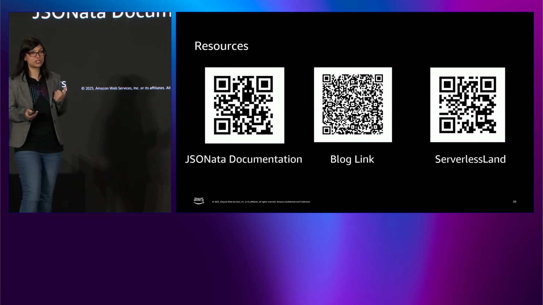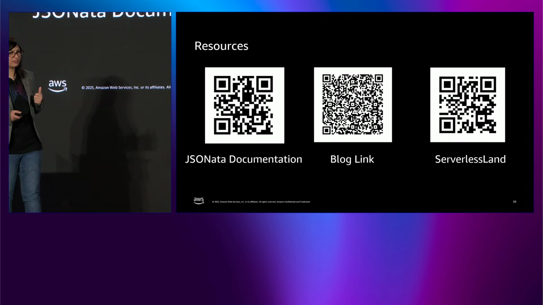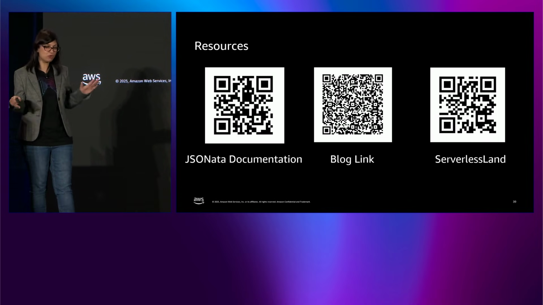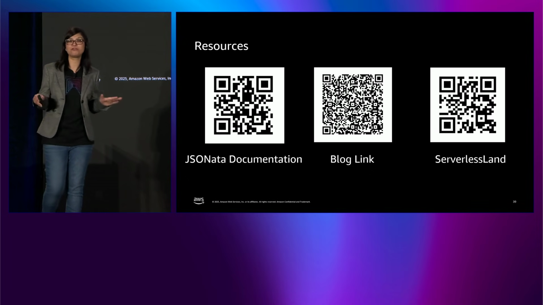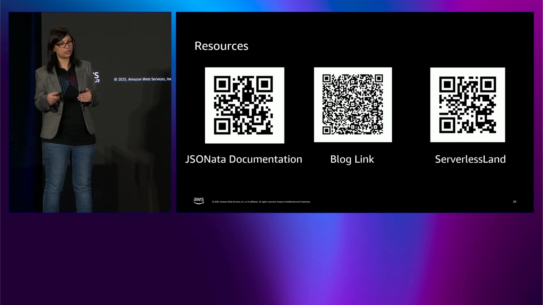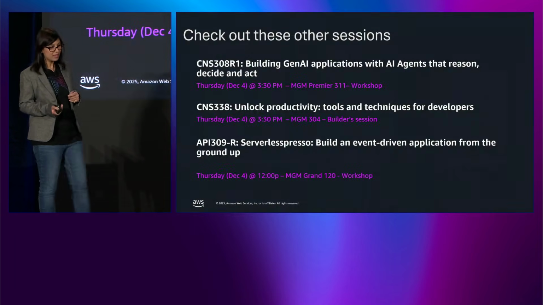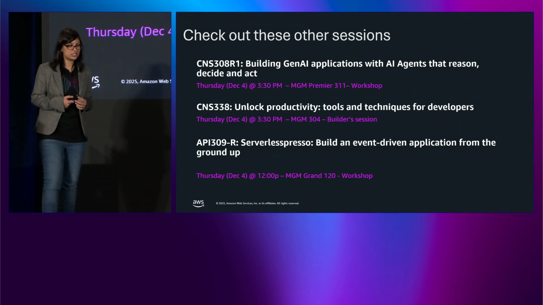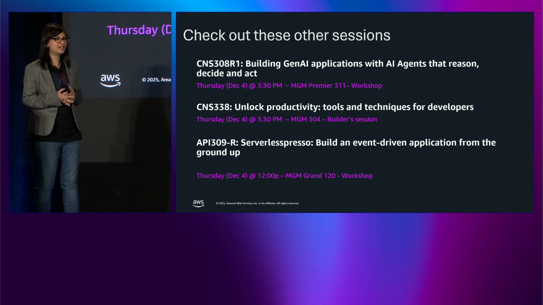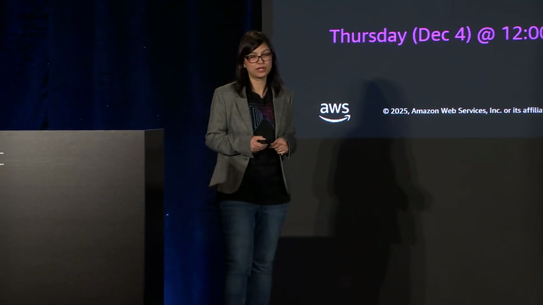I do have some resources for you. We have the JSONata documentation that you would definitely need if you want to make any changes with JSONata, and also to see how much scope and variety it has in terms of functions that are already available. I have a blog link that describes how you can go about using it, and some Serverless Land resources as well. You can also check out some of these other sessions. If you have not forayed into the world of AI agents, then these are some sessions, as well as some developer productivity sessions, that you can take a quick look at.